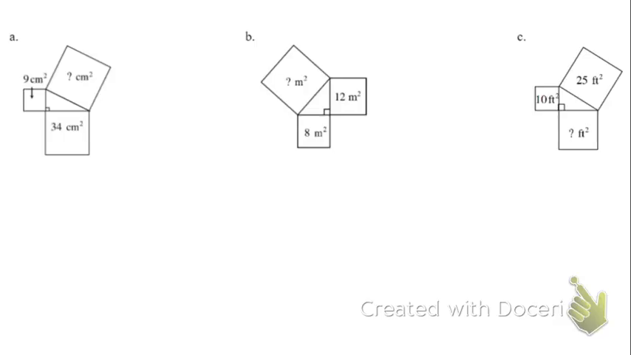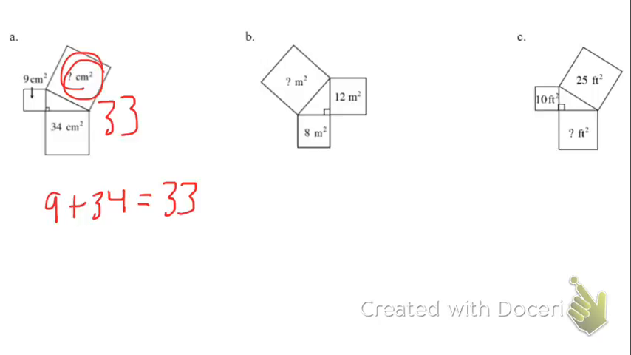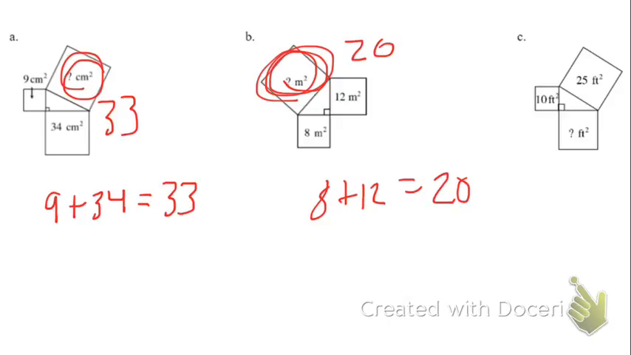Alright, so for A, what I notice is I've got my areas, so I've got 9 plus my 34 should equal my final hypotenuse area. So 9 plus 34 is going to be 33. So there's my answer, 33 centimeters squared. There are my two legs, 8 plus 12 should equal my hypotenuse right over there, so that should be 20. My missing value was 20.